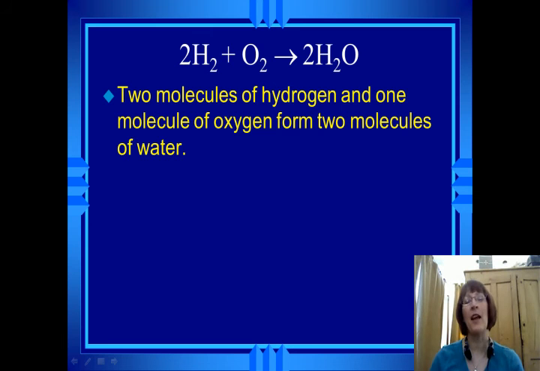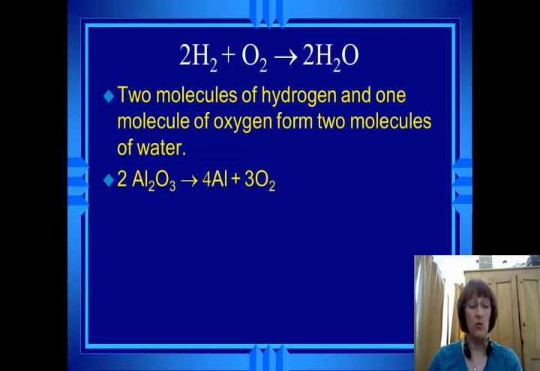Alright, so here we have a balanced equation. 2H2 plus O2 yields 2H2O. That's a baby equation. You should know that one easily. 2 molecules of hydrogen, 1 molecule of oxygen form 2 molecules of water. So we can think of it in terms of particles. We have the next one here.